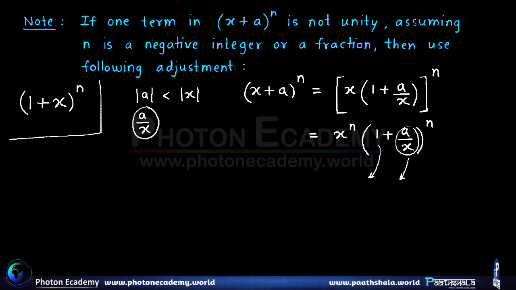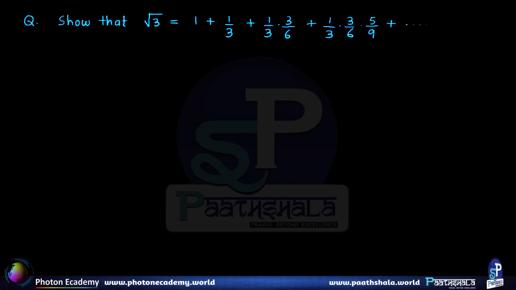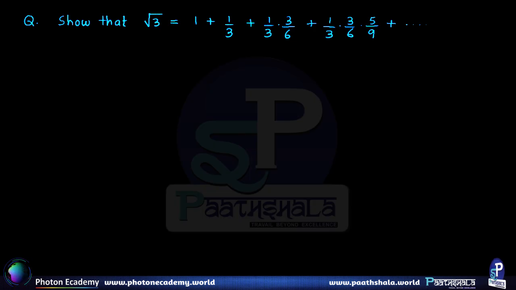Now let's see one example based on the binomial expansion when n is not a natural number. Here we have to show that root 3 is equal to this particular unending series given on the right hand side. Now here we observe that each term in the right hand side has successively increasing numbers. If we look at the numerator, we have 1, 3, 5, that is successively increasing odd numbers, whereas in the denominator, there are different multiples of 3. So let us see how we can do that.